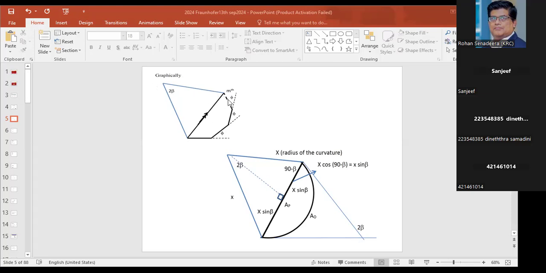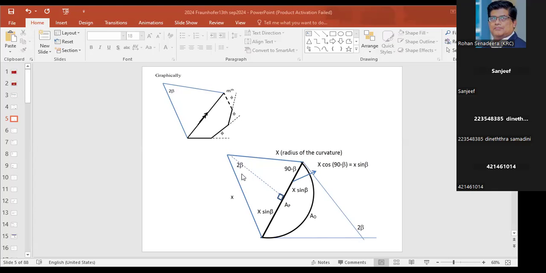Those things we are not going to learn in detail. So this is the 2 beta phase difference between the first and last place. This is the graphical representation. We can enlarge it like this, putting a perpendicular line to this place. Then this will be beta and beta. That's why we use 2 beta. Then it is easy to divide this 2 beta into beta and beta.